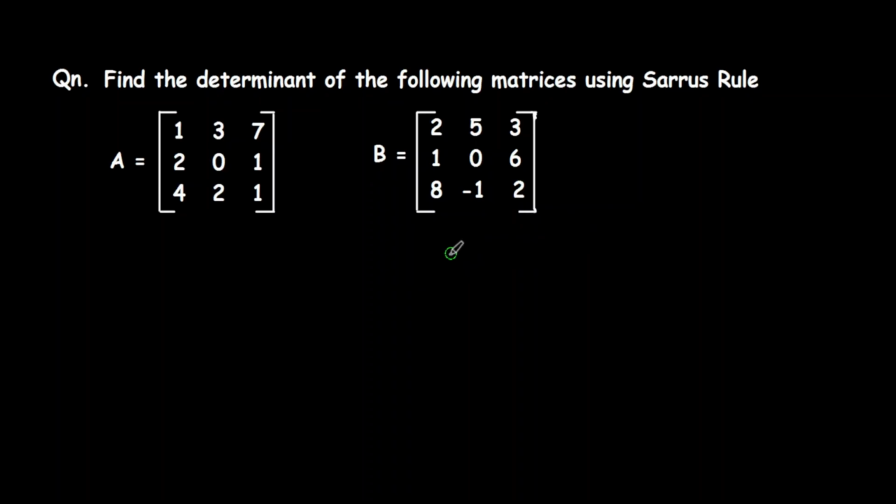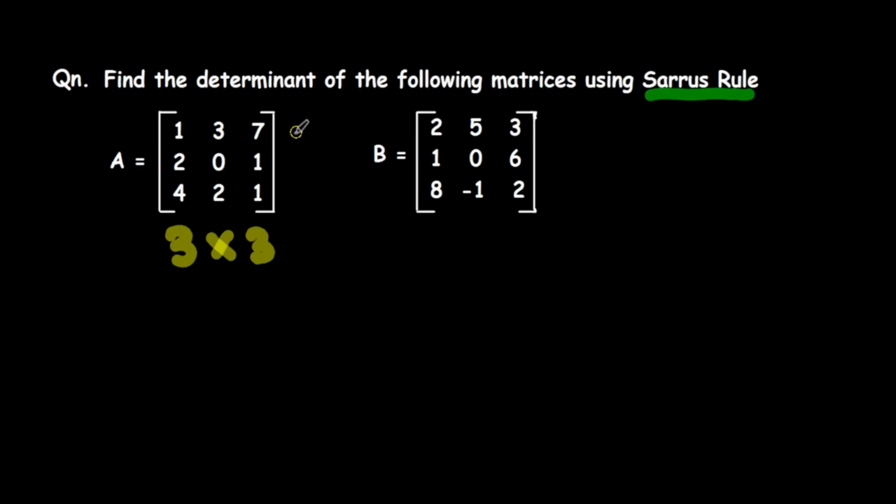Today, I'm going to teach you how to get the determinant of a 3 by 3 matrix using Sarrus Rule. So in this question, it says, find the determinant of the following matrices using Sarrus Rule. Before we start working out, we need to understand Sarrus Rule. When you look at this, we have a 3 by 3 matrix in each of these cases.